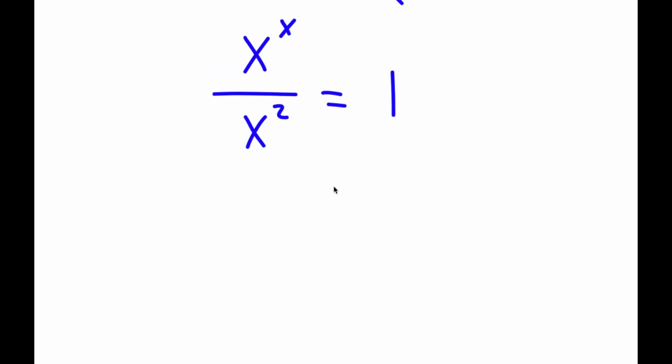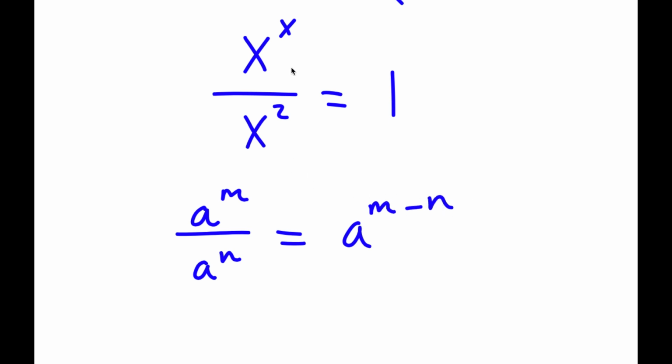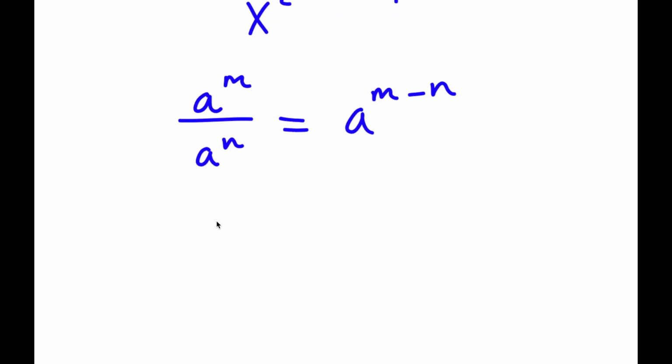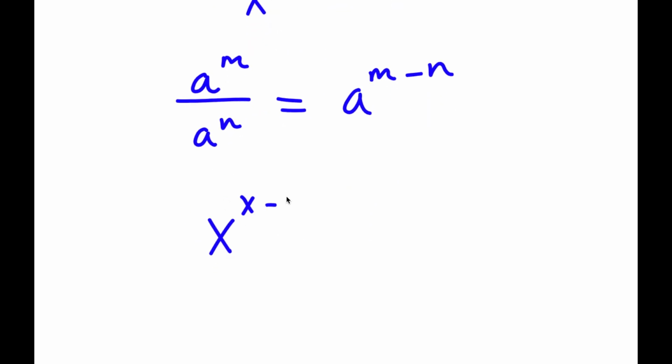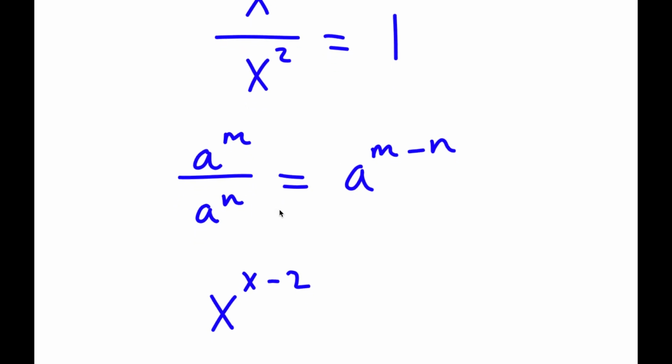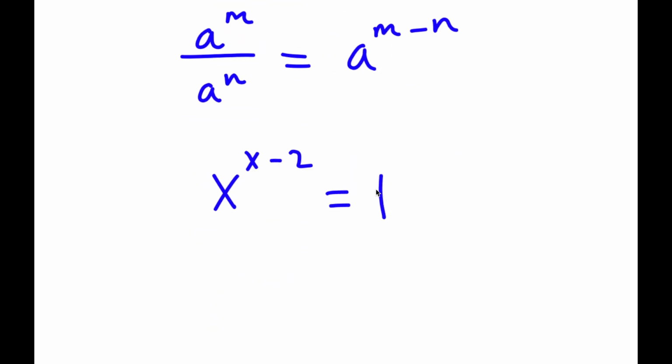Now, if I have something in the form a to the power of m over a to the power of n, this is equal to a to the power of m minus n. So in this case, x to the power of x over x to the power of 2, I can write that as x to the power of x minus 2. And this is equal to 1.